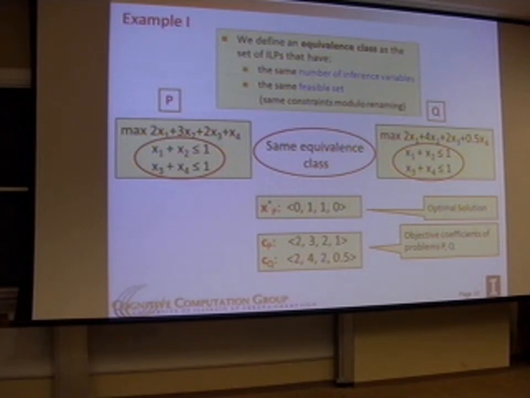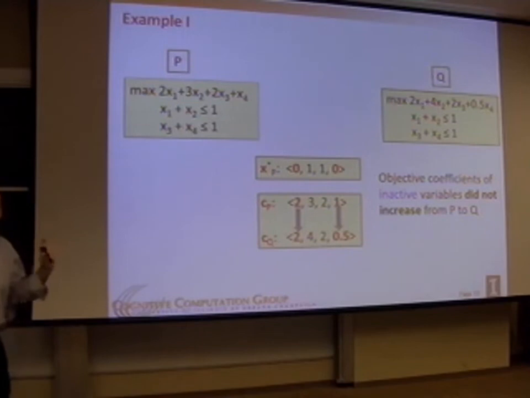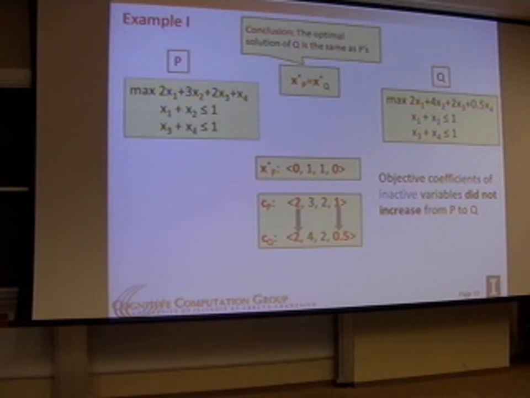Notice that in this specific equivalence class, what I have here is that for those variables that are active in my optimal solution, the coefficients did not decrease. They went up or stayed the same. And for those inactive variables, those that are zeros in the optimal solution, the coefficient of the objective function did not increase. It's rather easy, if you think about it a little bit, to prove the following theorem, that under these conditions, the optimal solution of Q is the same as the optimal solution of P. I'm not going to prove it, but if you think about it, you can prove it to yourself.